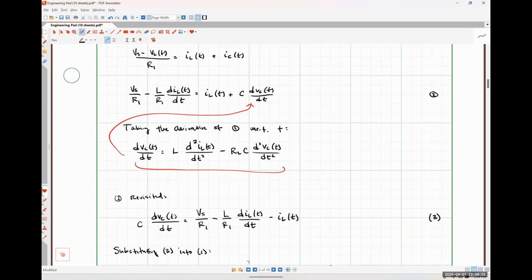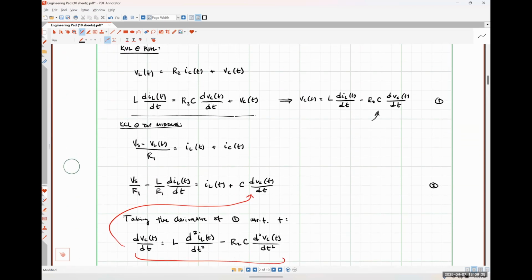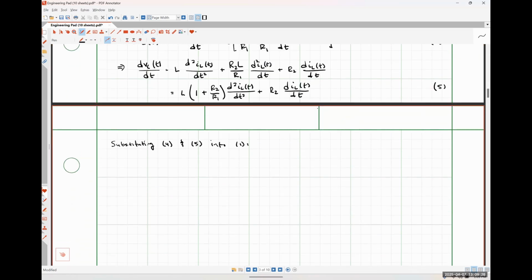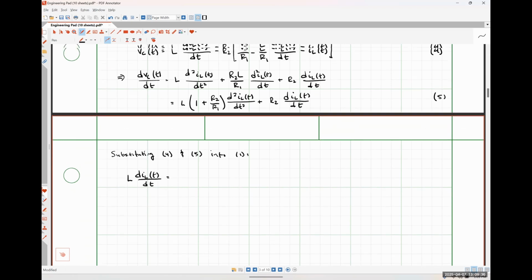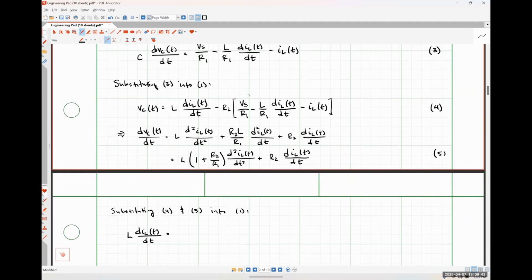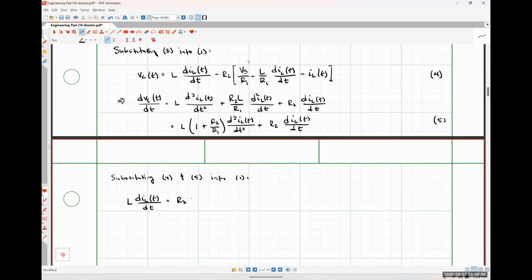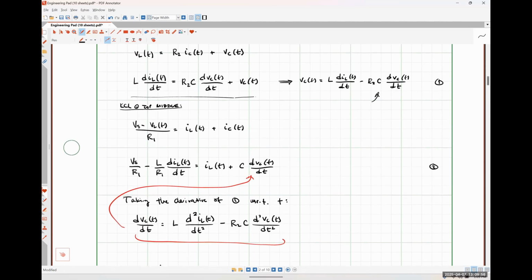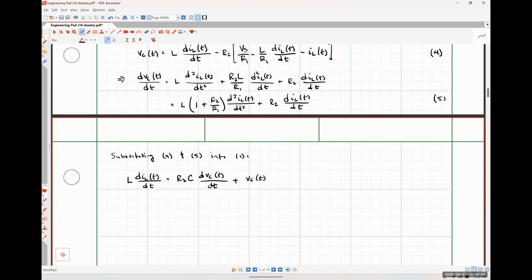So I'm just going to rewrite one real quickly. So that was L di by dt was equal to R2 times C times the derivative of the capacitor voltage with respect to time plus VC, if my memory serves me correctly. That seems legit.